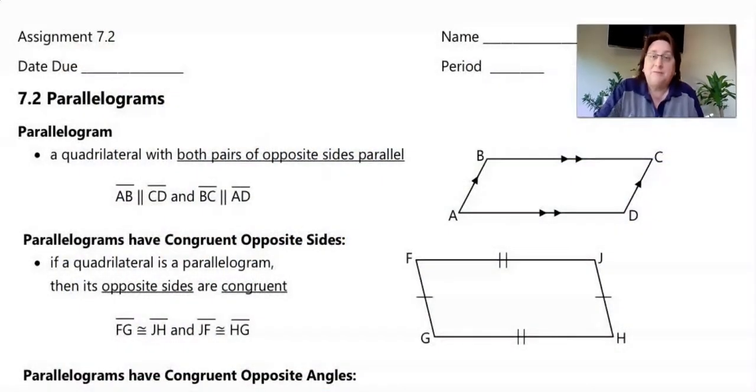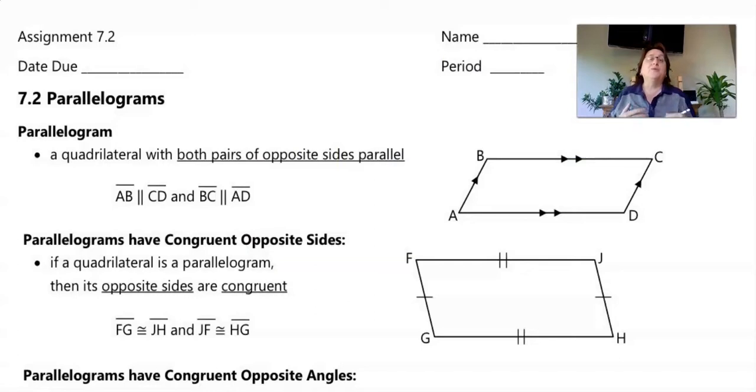Now you guys have learned some stuff about parallelograms before, so I'm going to go over the characteristics. We're going to review what you already have been taught, and then we're going to look at how we apply the properties of parallelograms to solve problems. So let's do a quick review of what you learned in previous grades about parallelograms.